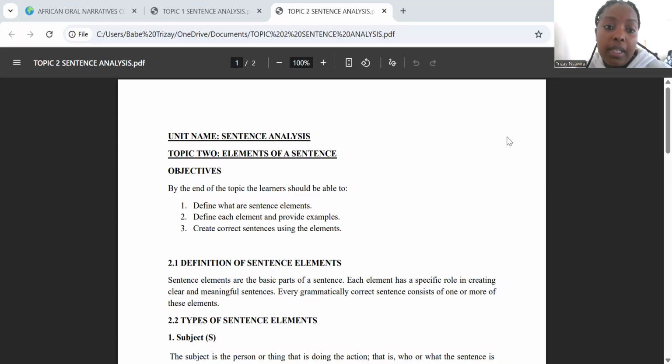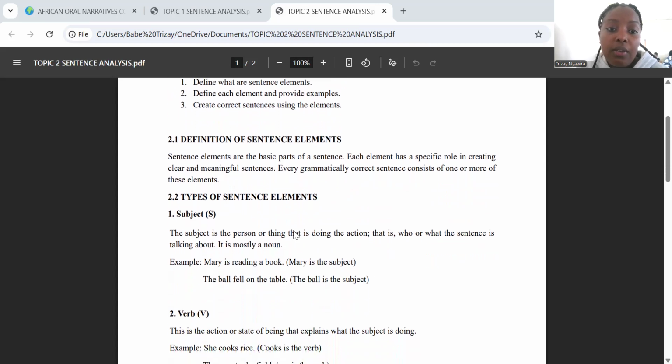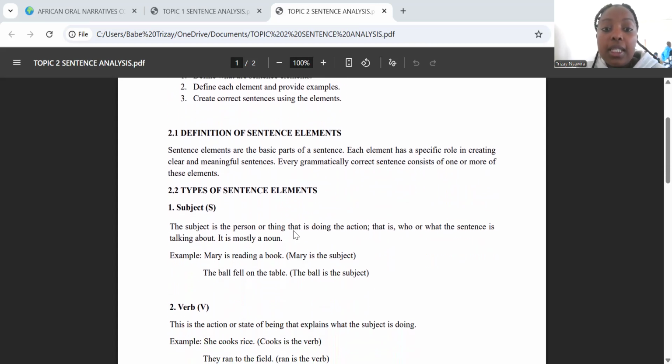So topic 2 will be dealing with elements of a sentence. By the end of this lesson, I'd like you to be able to define what sentence elements are, define each element and provide examples, and create grammatically correct sentences using the elements that you're going to learn today. So we will start with the definitions of the sentence elements.